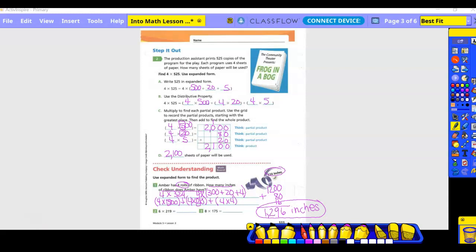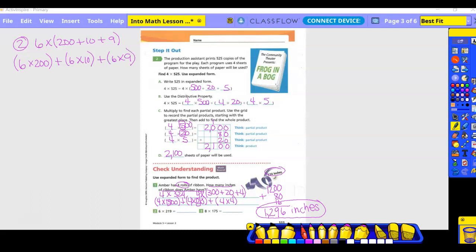Number 2, 6 times 219. So I'm going to work that out over here so I have a little bit more room. Remember, if you don't have enough room, you can always get a piece of notebook paper so that you can do the steps that way. So I'm going to write 6 times parentheses and then do expanded form for my big number: 200 plus 10 plus 9. And then I do the distributive property and put it together. 6 times 200 plus 6 times 10 plus 6 times 9.